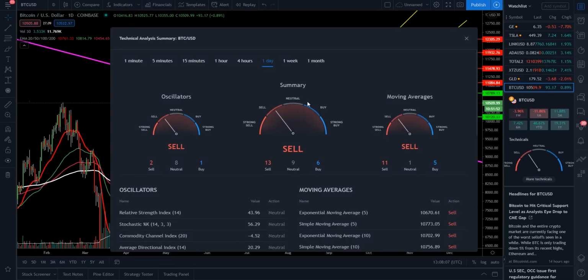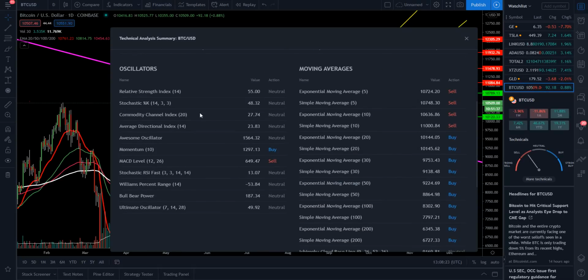If we get into the technicals, right now on the one-day time frame, we're looking at a 13 sell, 9 neutral, 6 buy. Moving averages 11 sell, 1 neutral, 5 buy. Oscillators 2 sell, 8 neutral, 1 buy. If we go to the week, we still have a buy signal. We have a 5 sell, 10 neutral, and a 13 buy.